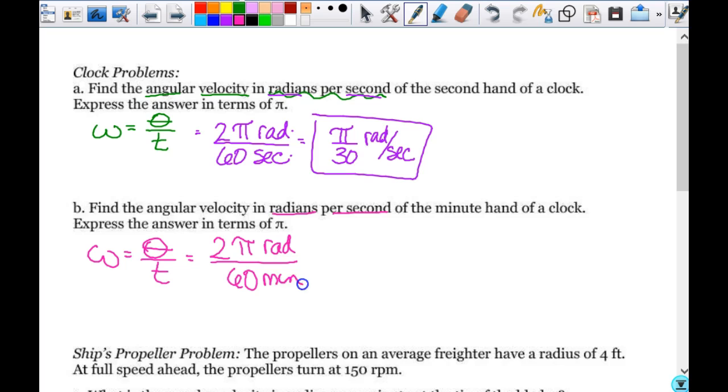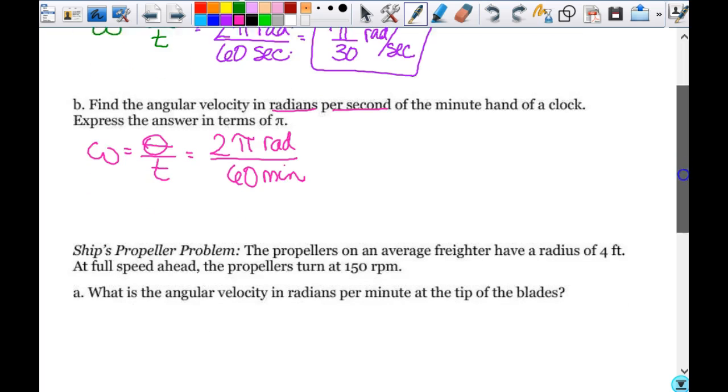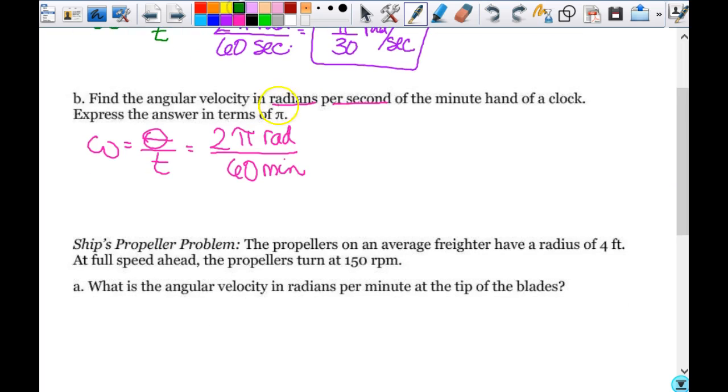So it's 60 minutes. Now, before I reduce anything, I'm looking at my units here. It says I'm supposed to do radians per second. All right, so this is in radians. That's good. This is in minutes. And even though I know you can convert the minutes and seconds just fine, let's just, again, do all these the exact same way. I'm going to multiply that.